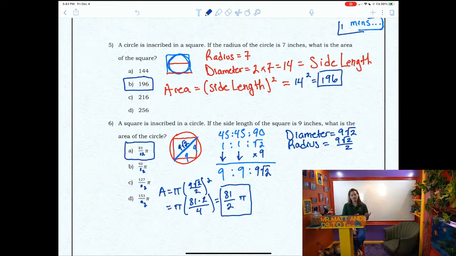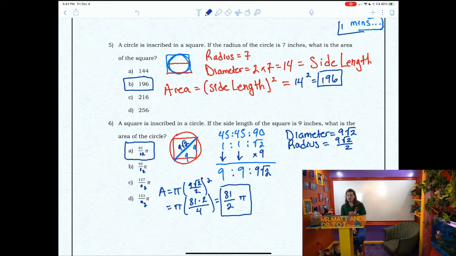Basically, you might be seeing a pattern here with a 45, 45, 90 degree triangle. If you have one of the smaller legs, they're both the same length because it's an isosceles right triangle, then the hypotenuse is always just root 2 times larger. So if the side length here is 9, then the hypotenuse is 9 root 2.